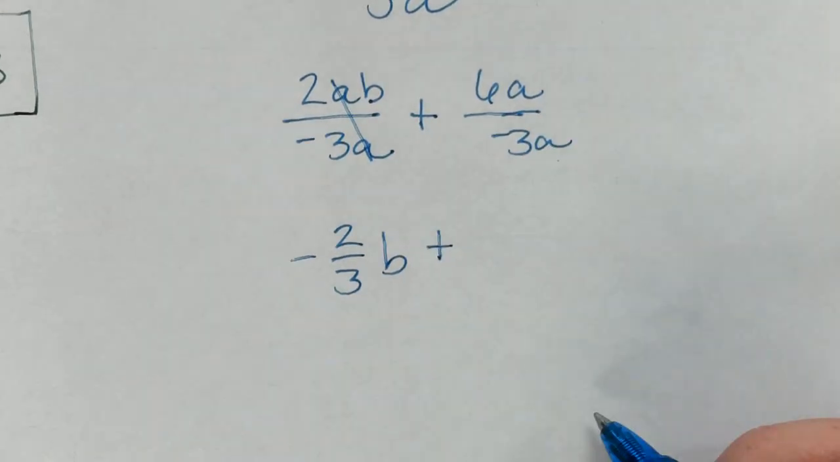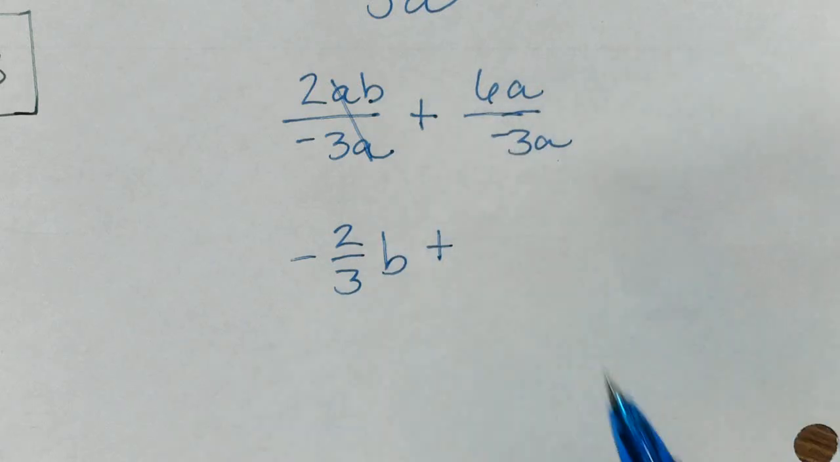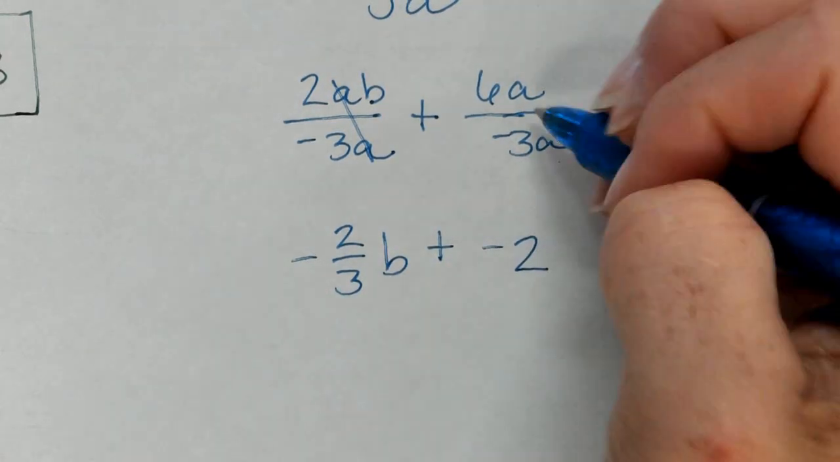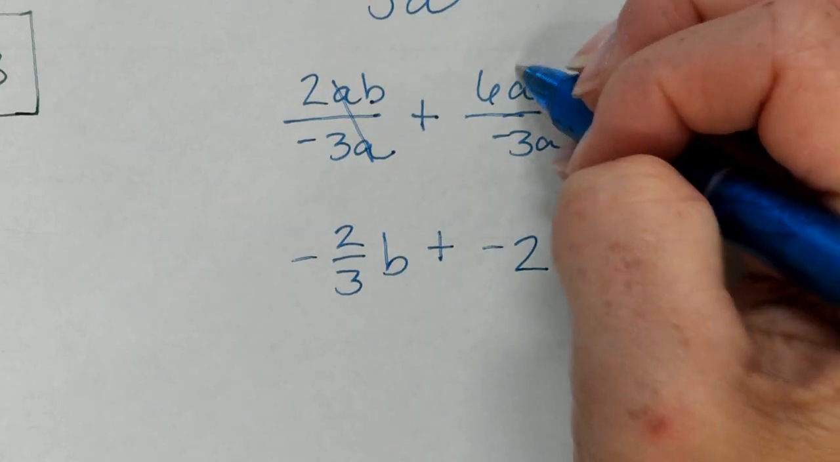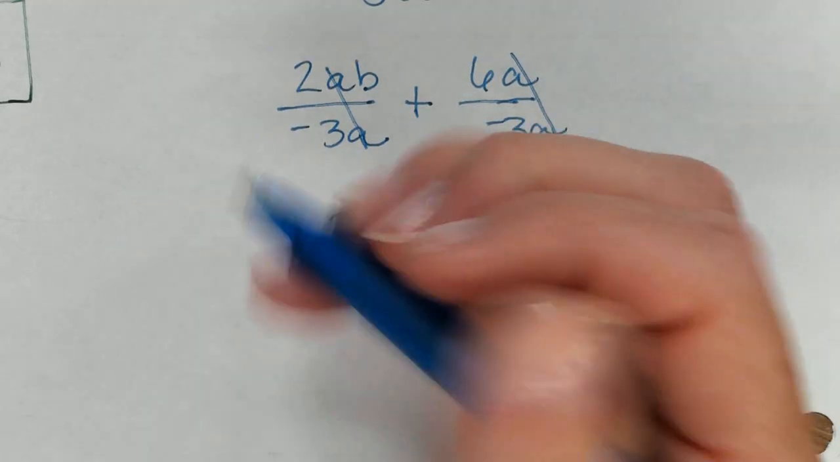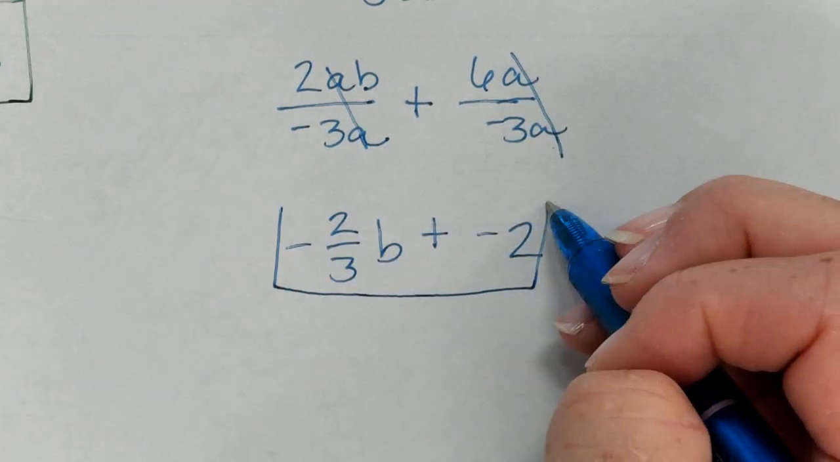Plus, what is 6 divided by negative 3? Negative 2. What's A divided by A? It's gone. So I lose the variable over here, and that's my simplified problem.